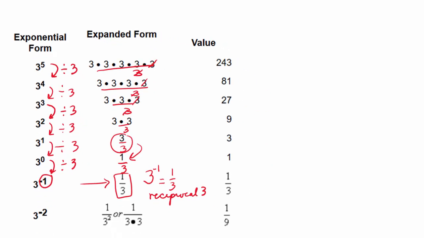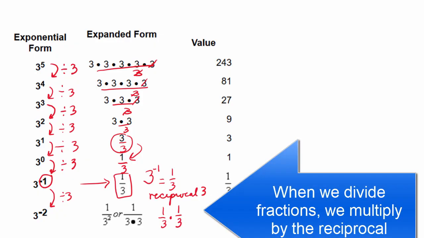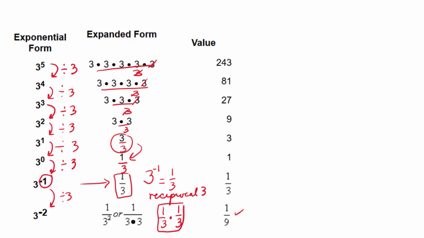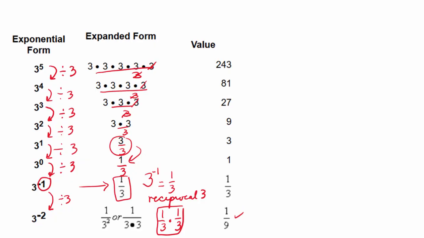And this pattern continues. So if I subtract another 1 from the exponent, now I'm at 3 to the negative 2. So now I've got 1 over 3 squared. So I have 1/3 divided by 3 over 1, which is the same as multiplying by another 1/3. And so now I have 1/9. Now you can start to get a feel for the fact that these negative exponents are giving us these fractions. Okay, let's take a look at the rules.